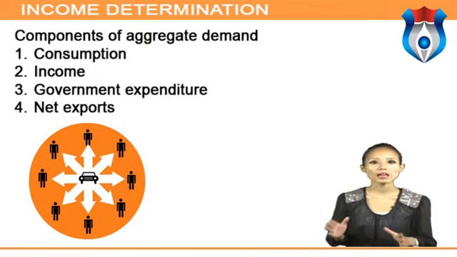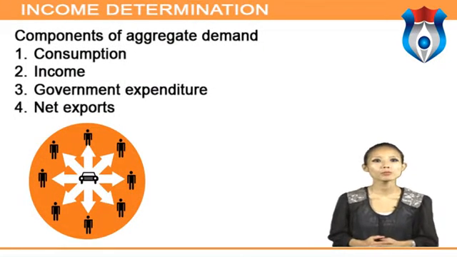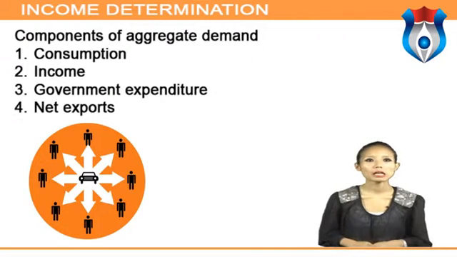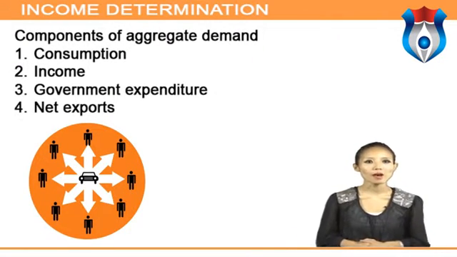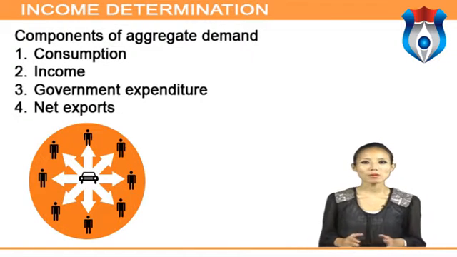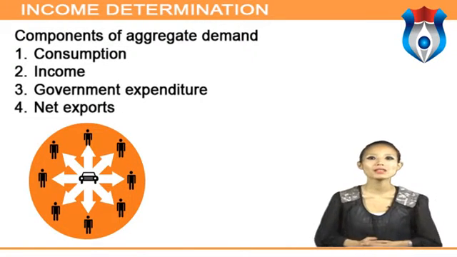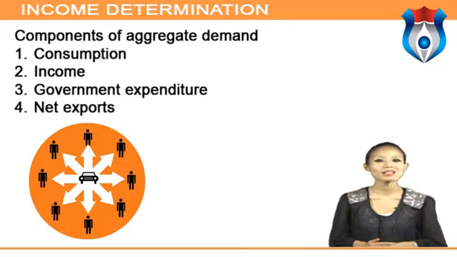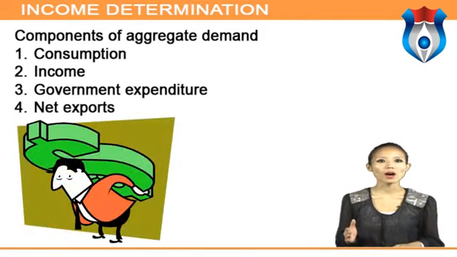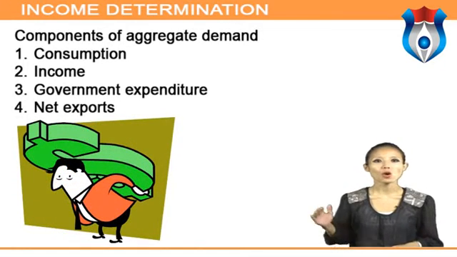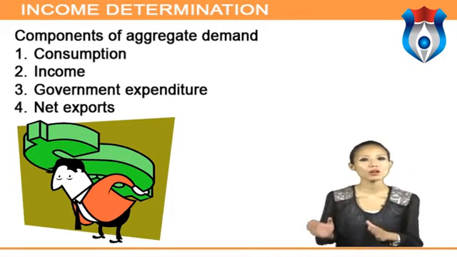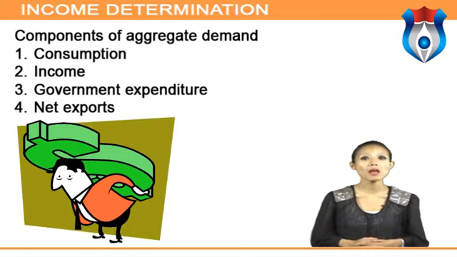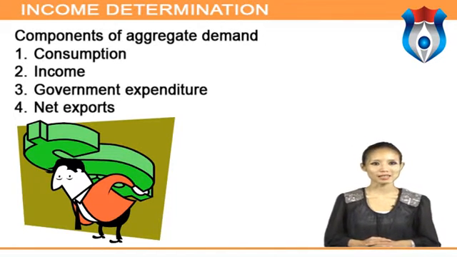Components of aggregate demand. There are four major components of aggregate demand. The equation for aggregate demand: Y = C(Y - T) + I(R) + G + NX(E). Y represents income or output. C(Y - T) represents consumption as a function of disposable income, defined as income less taxes.